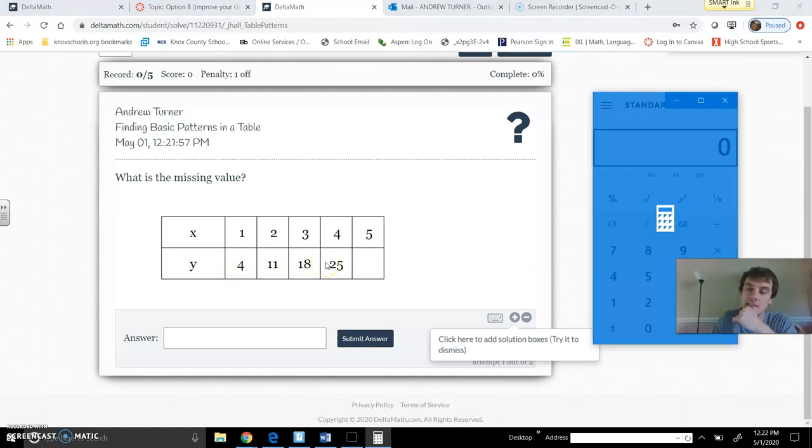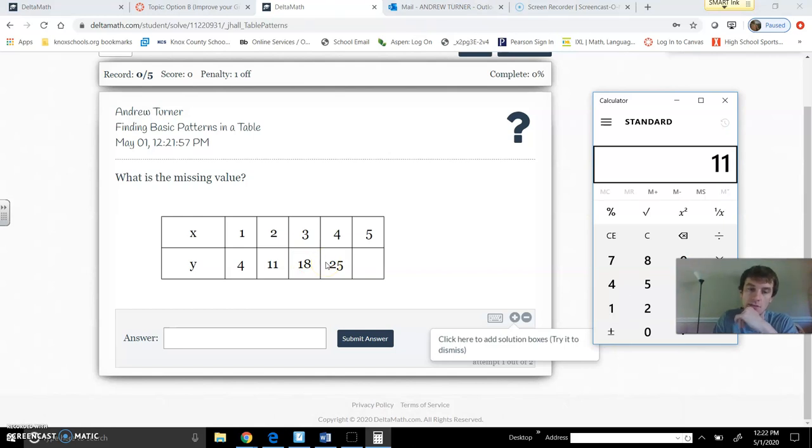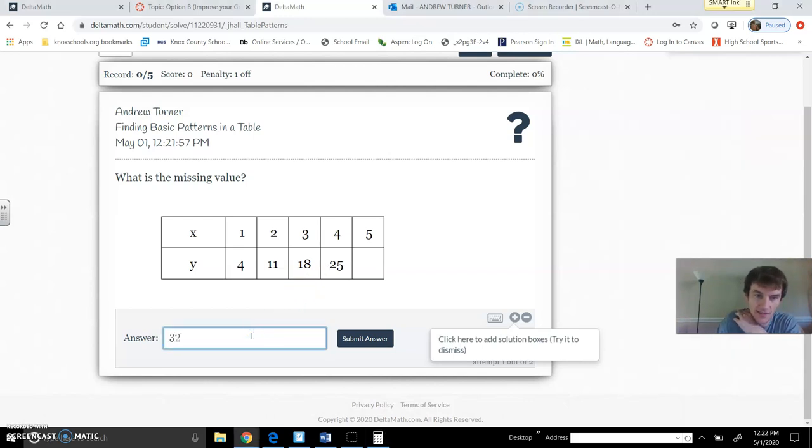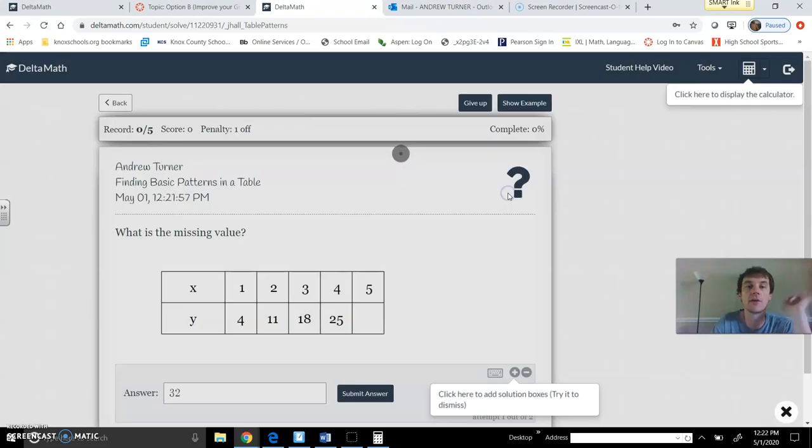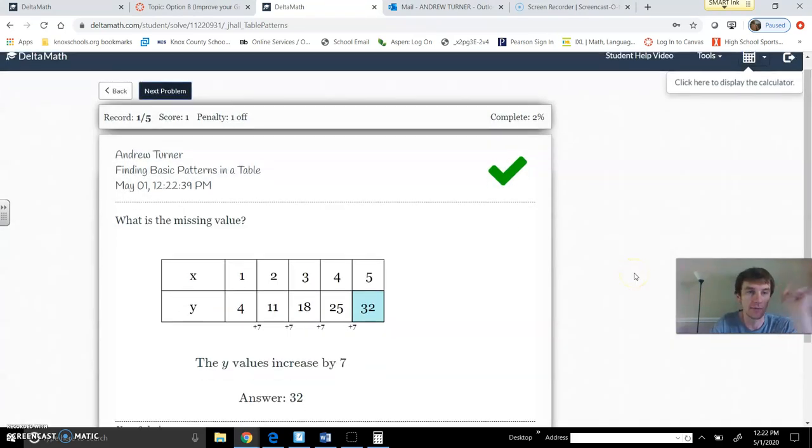And you can see that there's a pattern here. If you subtract the numbers, it looks like they're going up by 7. So 4 plus 7 is 11. 11 plus 7 is 18. Plus another 7, 25. So let's add 7. And I think that next number is 32. And so you want to submit that number, I sure do, and then it says I am good to go.